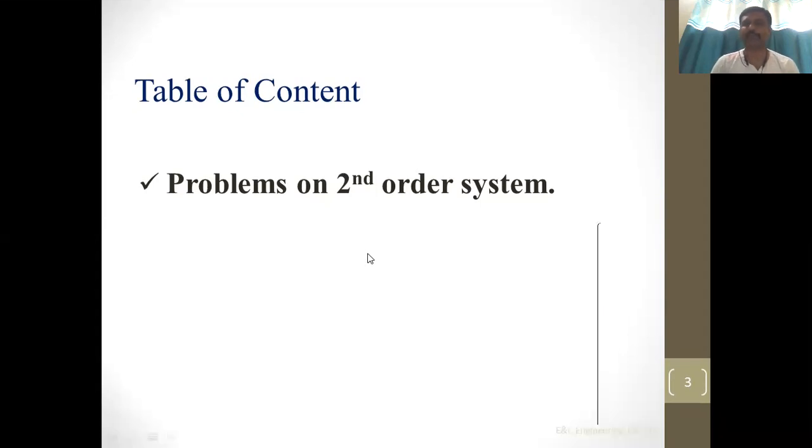Now guys, we need to have problems on second order system. Before I proceed with the problems on second order system, first try to recall the transfer function associated with the second order system, which is given by C of s by R of s is equal to omega n square divided by s square plus 2 xi omega n s plus omega n square. That is the standard function associated with the second order system.